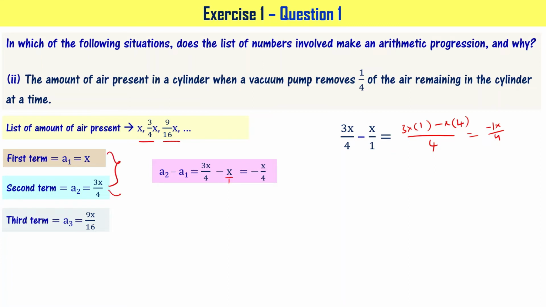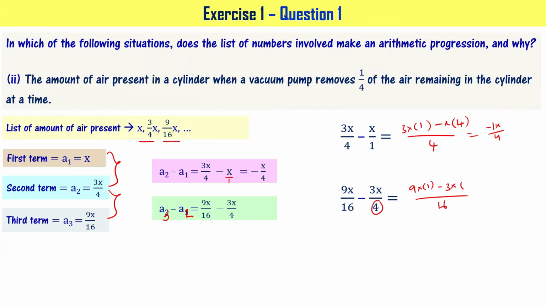Now let's find the difference between these two terms. That is A3 minus A2. That is going to be 9 by 16 X minus 3 by 4 X, right? Let's simplify this. So here the denominator is going to be 16. 9X times 1 minus 3X times 4, right? What I have is 9X minus 12X divided by 16. This is going to be minus 3X divided by 16.